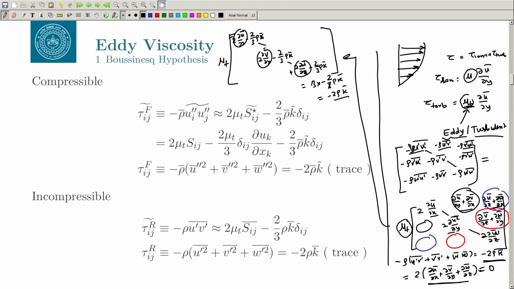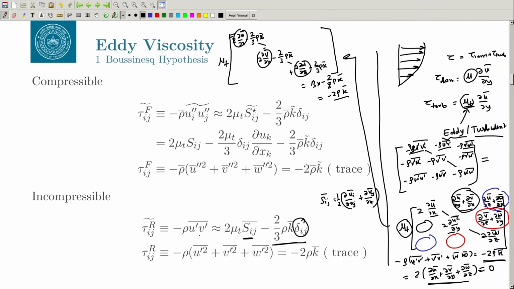So, this is your symmetric stress tensor. This is written mu t times 2 Sij bar, where Sij bar is basically del u i bar by del x j plus del u j bar by del x i, and half of that, right. So, 2 Sij is the entire tensor minus 2 by 3 rho k delta ij, as we know the property of the Kronecker delta, that it will appear only when i is equal to j, right. So, that will only appear in the diagonal term, right.